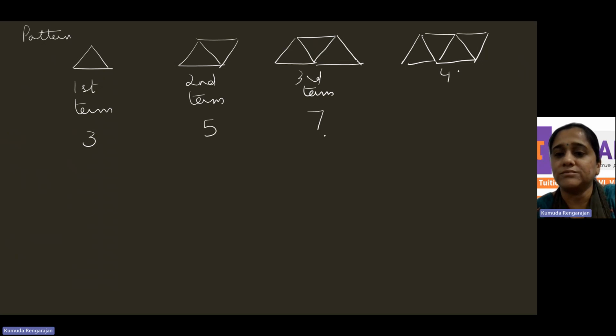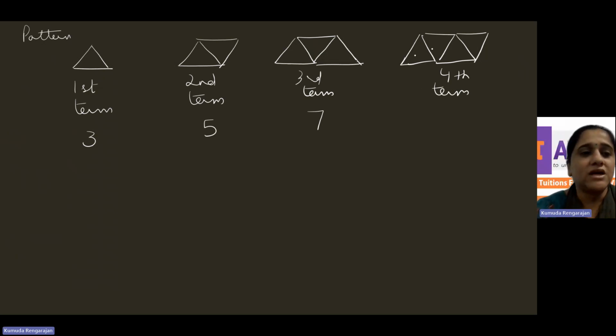This is the fourth term. Excuse me, it's not very neat, but you understand what I've drawn. How many sticks? There are 4 triangles. You can see here, the first term has 1 triangle, the second term has 2 triangles, the third term has 3 triangles, the fourth term has 4 triangles. You can count 1, 2, 3, 4 triangles. Correct? Yeah. Now, how many sticks? 1, 2, 3, 4, 5, 6, 7, 8, 9 sticks.